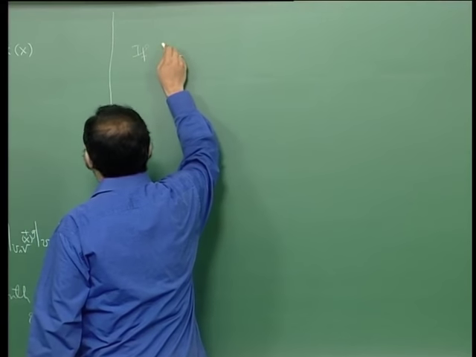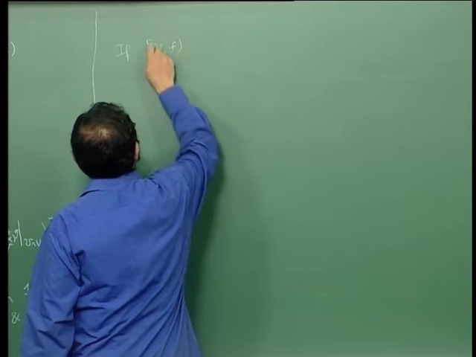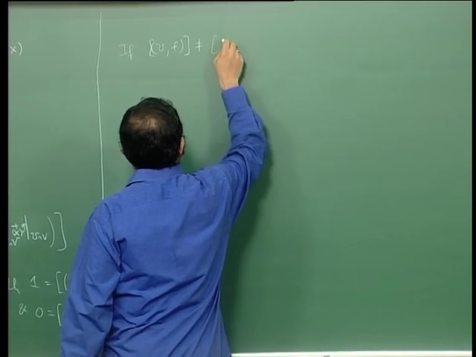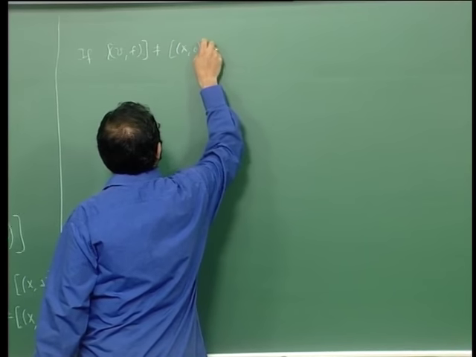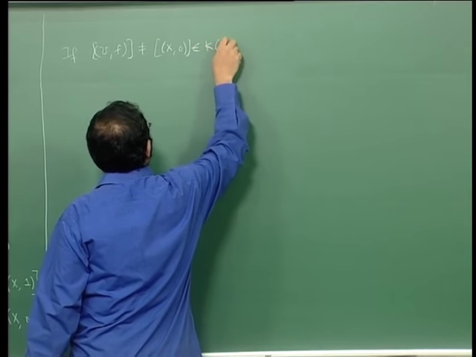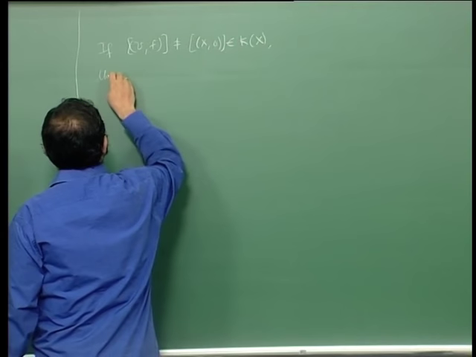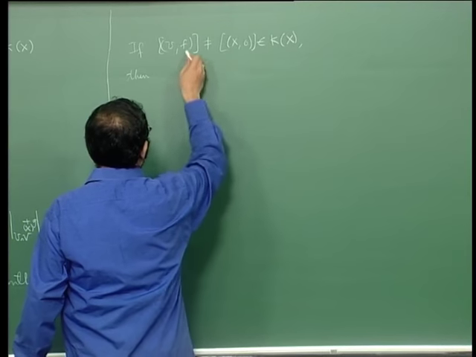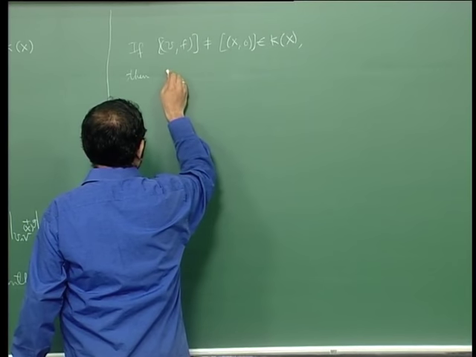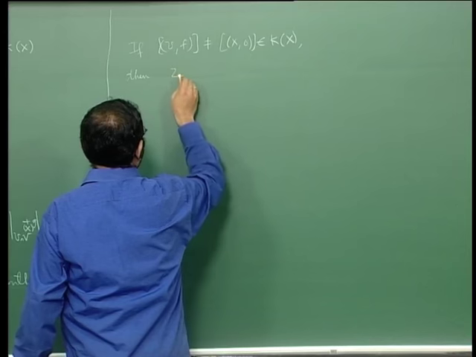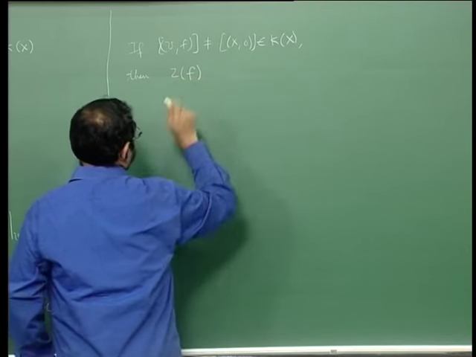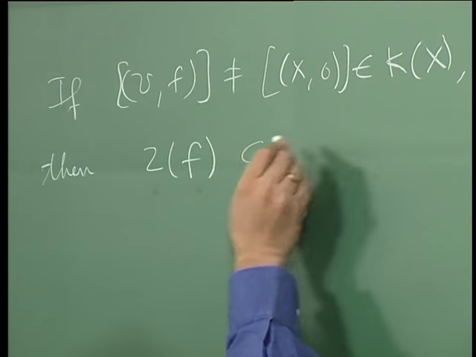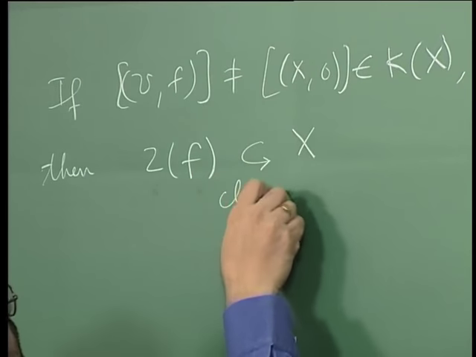If you take (U, f) not equal to the zero element, where the zero element is (X, 0) in K(X), then what I want you to understand is that you take Z(f). See, Z(f) inside X will be a closed subset.